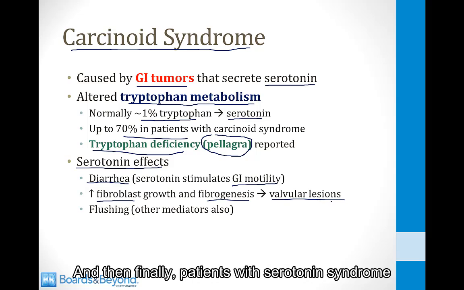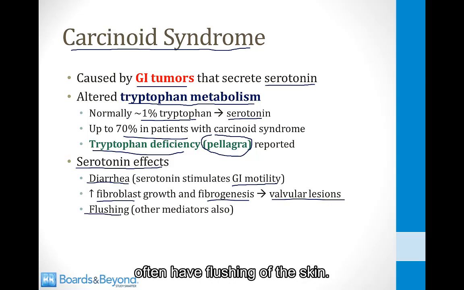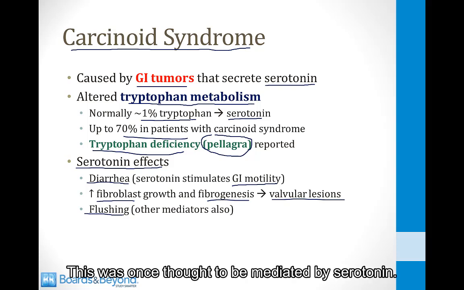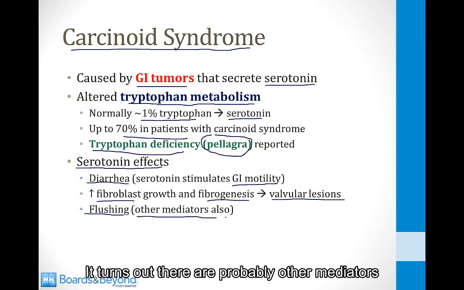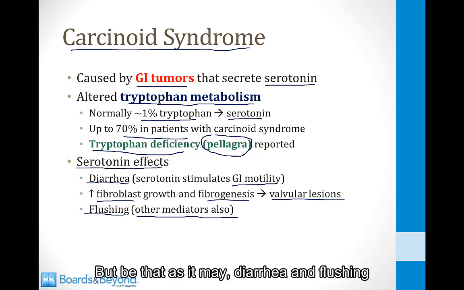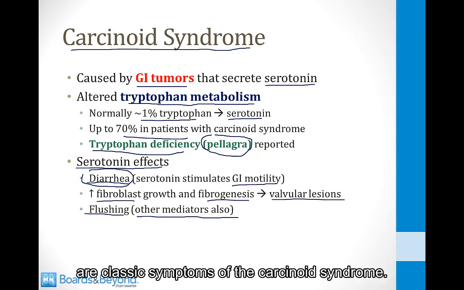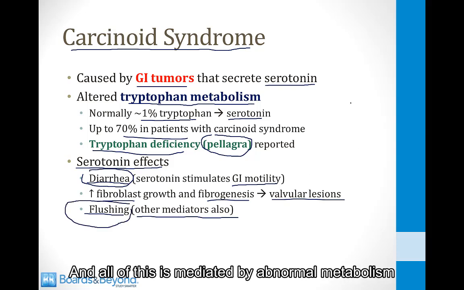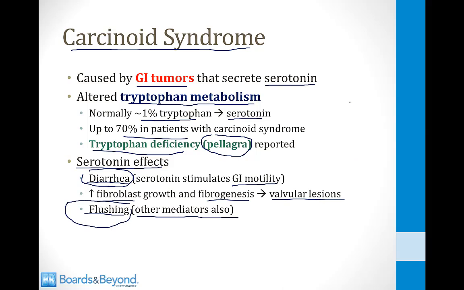Patients with carcinoid syndrome often have stenosis or regurgitation lesions. And then finally, patients with carcinoid syndrome often have flushing of the skin. This was once thought to be mediated by serotonin. It turns out there are probably other mediators like histamine involved. But be that as it may, diarrhea and flushing are classic symptoms of the carcinoid syndrome, and all of this is mediated by abnormal metabolism of tryptophan.